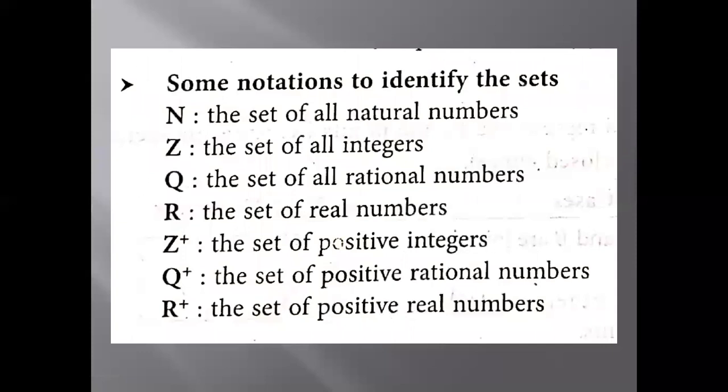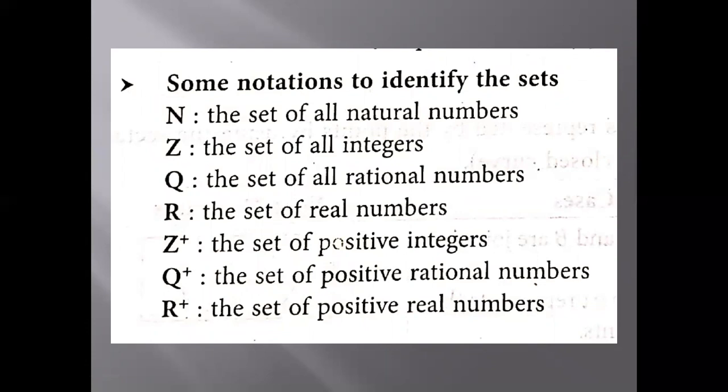Next, some notations to identify the sets. We start with the set of all natural numbers, denoted by capital N. Capital Z is the set of all integers. Capital Q is the set of rational numbers. And R is the set of real numbers.